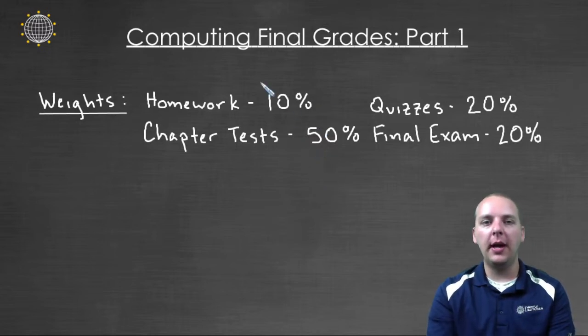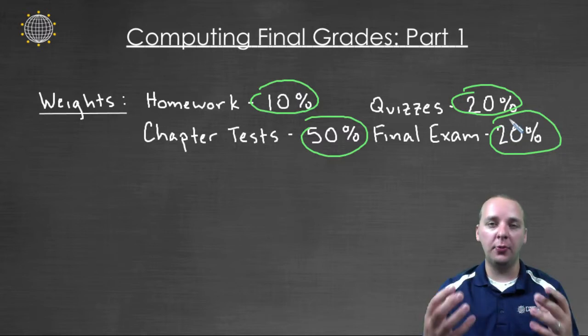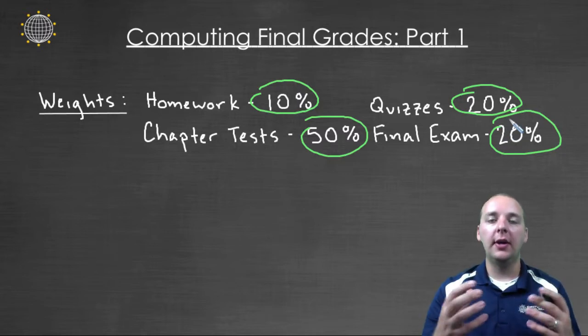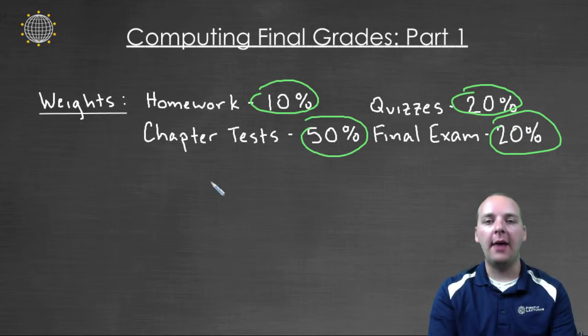The first thing I want to point out is that all of these weights need to add up to 100%. Because what's happening is all of these grades together will combine in some way to account for 100% or all of your final grade average. So 10 and 50 make 60, 20 and 20 make 40, 60 and 40 make 100. So these do add up to 100% of your final grade.